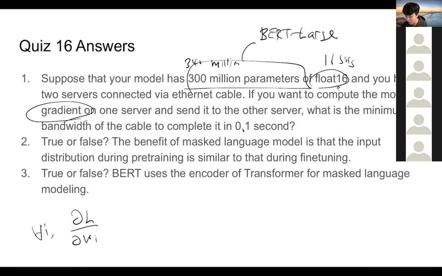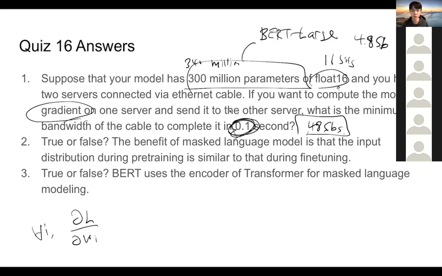And you have 300 million parameters. So how many bits is this? This will be 0.3 billion times 16, which is 4.8 gigabits. You can just say it with a small b, actually. And then we want to transfer this within 0.1 seconds, which means we want the speed to be 48 gigabits per second. So the answer is 48 gigabits per second. Now you see why this is really a big number.